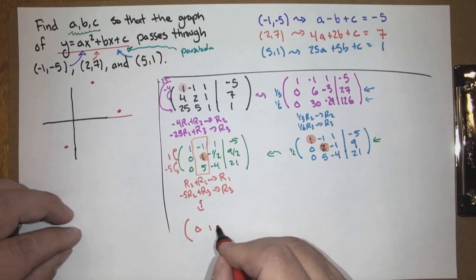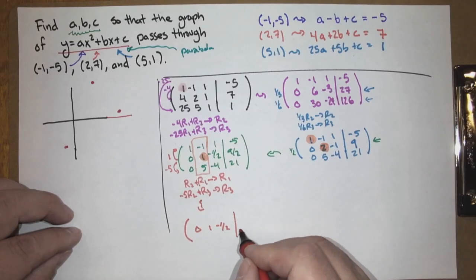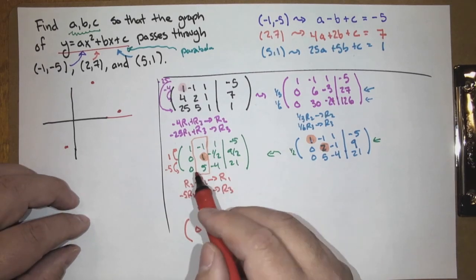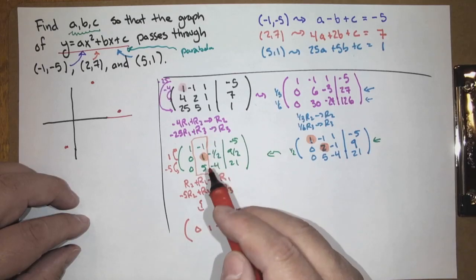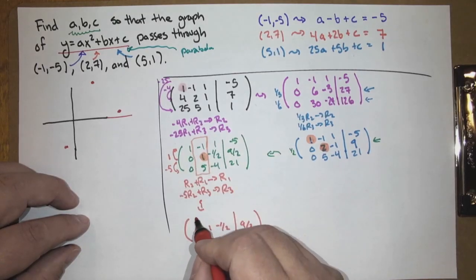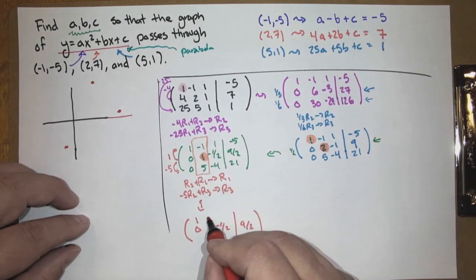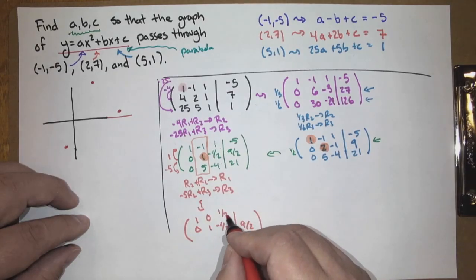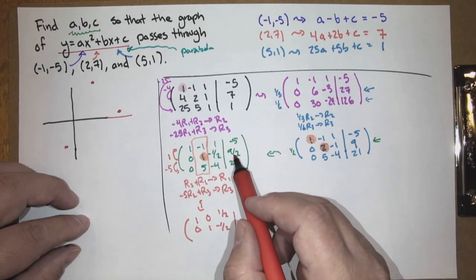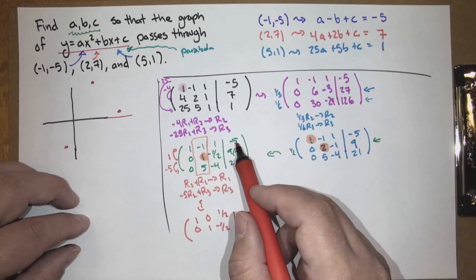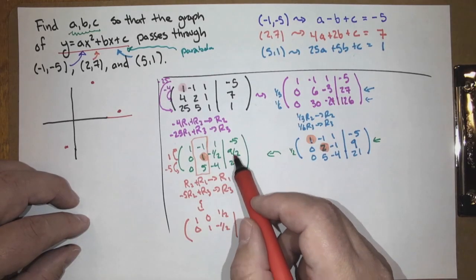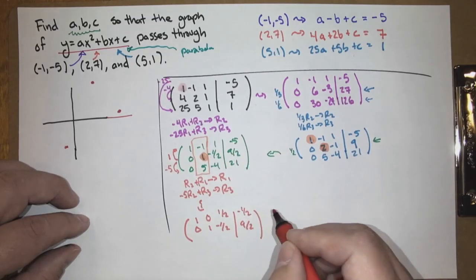Well, the middle row is as is: 0, 1, minus a half, 9 halves. For the top row, we're just adding the second row to the first row. 0 plus 1, 1. 1 plus negative 1, 0. Negative a half plus 1, a half. 9 halves minus 5. Well, minus 5 is minus 10 halves. So 9 halves minus 10 halves is minus a half.